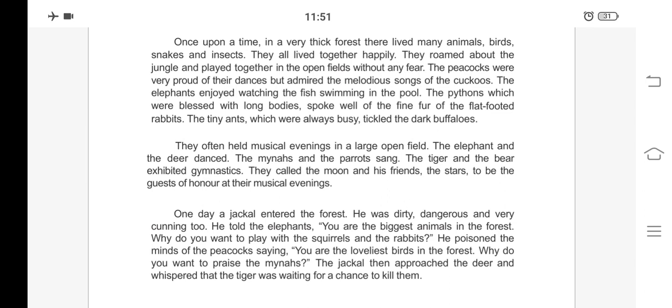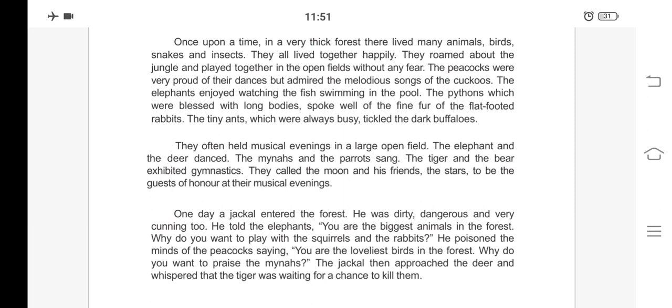The peacocks were very proud of their dances but admired the melodious songs of the cuckoos. The elephants enjoyed watching the fish swimming in the pool. The pythons, which were blessed with long bodies, spoke well of the fine fur of the flat footed rabbits. The tiny ants, which are always busy, tickled the dark buffaloes.